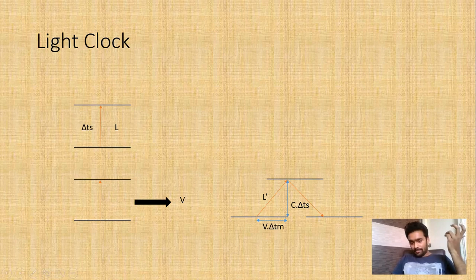The distance traveled by the mirror from this point to this point is nothing but v into delta Tm, because it is traveling in this direction with v, and the time taken by the light beam from here to here is nothing but our clock time delta Tm. And this distance is nothing but c into delta Ts, which is the time taken by the photon in a stationary clock to move from this point to this point. That is c delta Ts. So as I said before, I want to measure the time taken by the stationary clock and the time taken by a moving clock. So now I will find the ratio between the moving clock time and the stationary clock time.